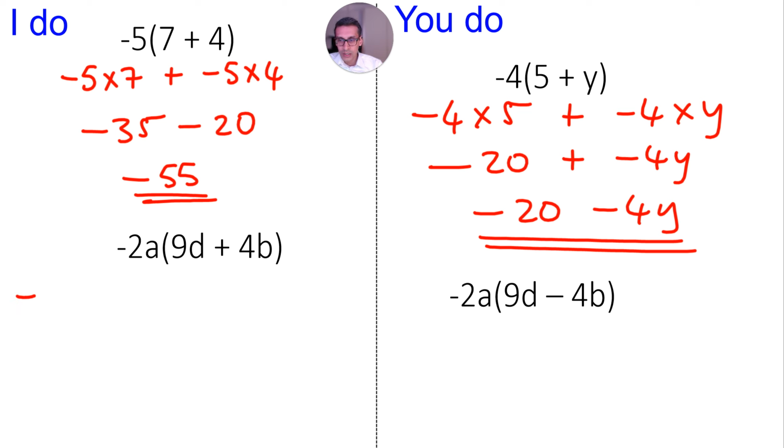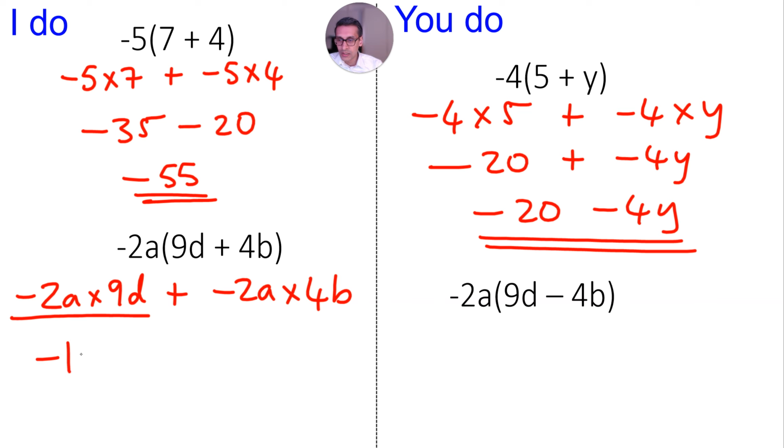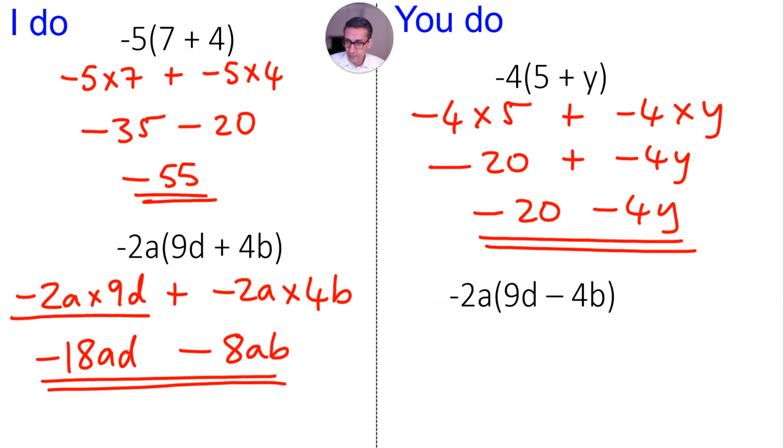So we're going to do negative 2a times 9d plus negative 2a times 4b. So negative 2a times 9d is going to give you negative 18ad, and then negative 2a times 4b is going to give you negative 8ab. That's your answer. Try the question on the right, and then you do another exercise coming up. So pause the video if you need more time.